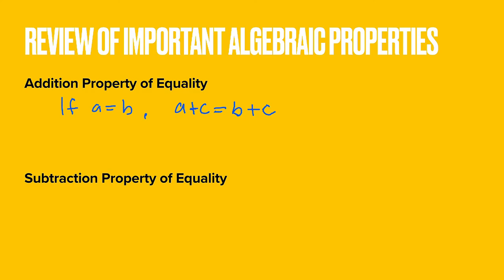That is super important. Same with subtraction. If A is equal to B, then that means that I could subtract the same quantity and the two sides would still stay equal. So that would mean A minus C would be equal to B minus C. I can subtract the same quantity from both sides and it would stay equal.